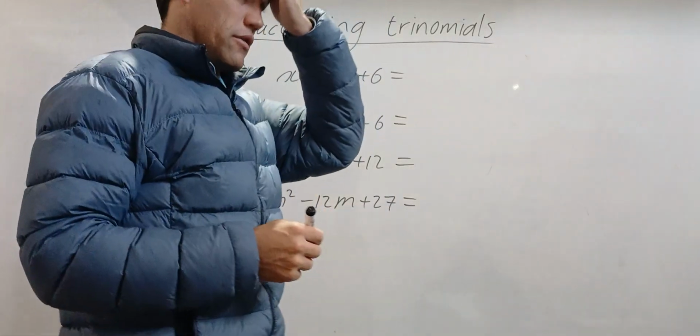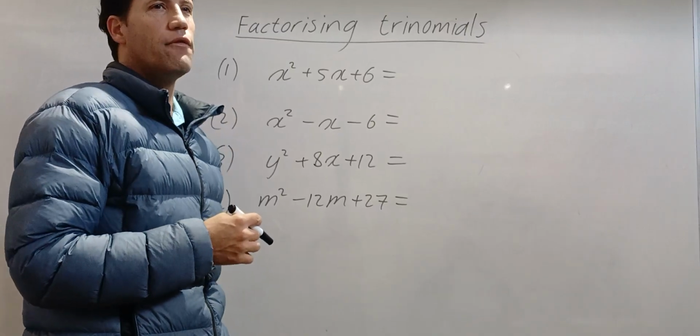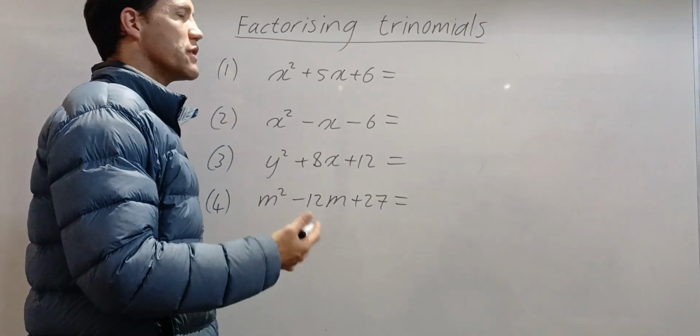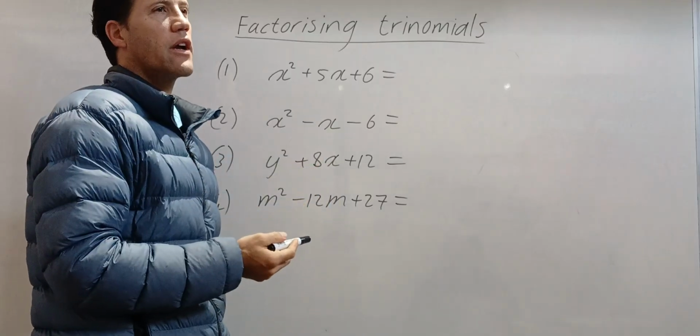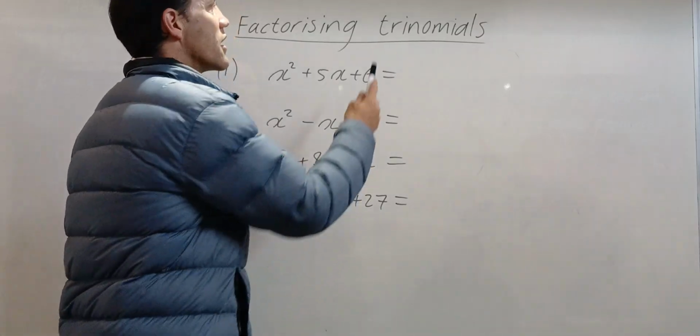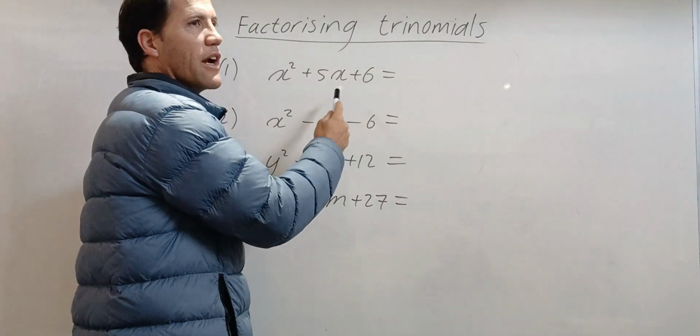Factorizing trinomials. Okay, it's probably the most important part of factorizing. If you carry on with maths, you will see how often we use factorizing trinomials. So we're going to use it a lot. A trinomial is something with three terms. 1, 2, 3 terms. And you call it a trinomial.